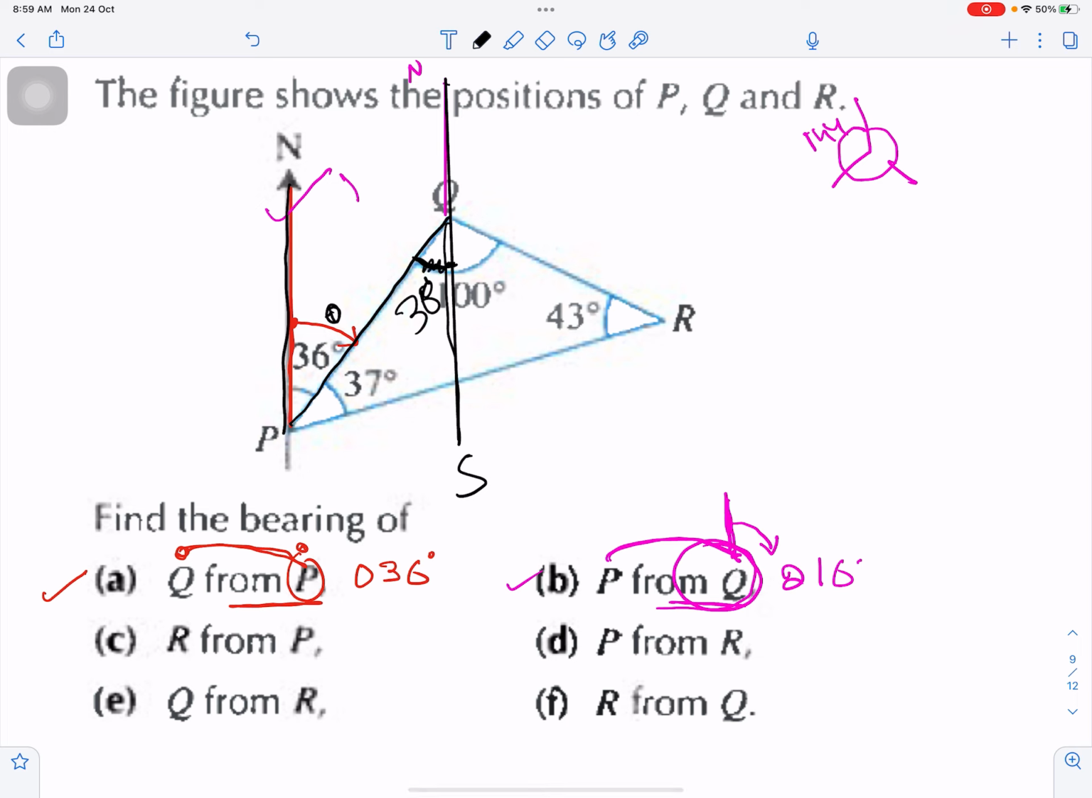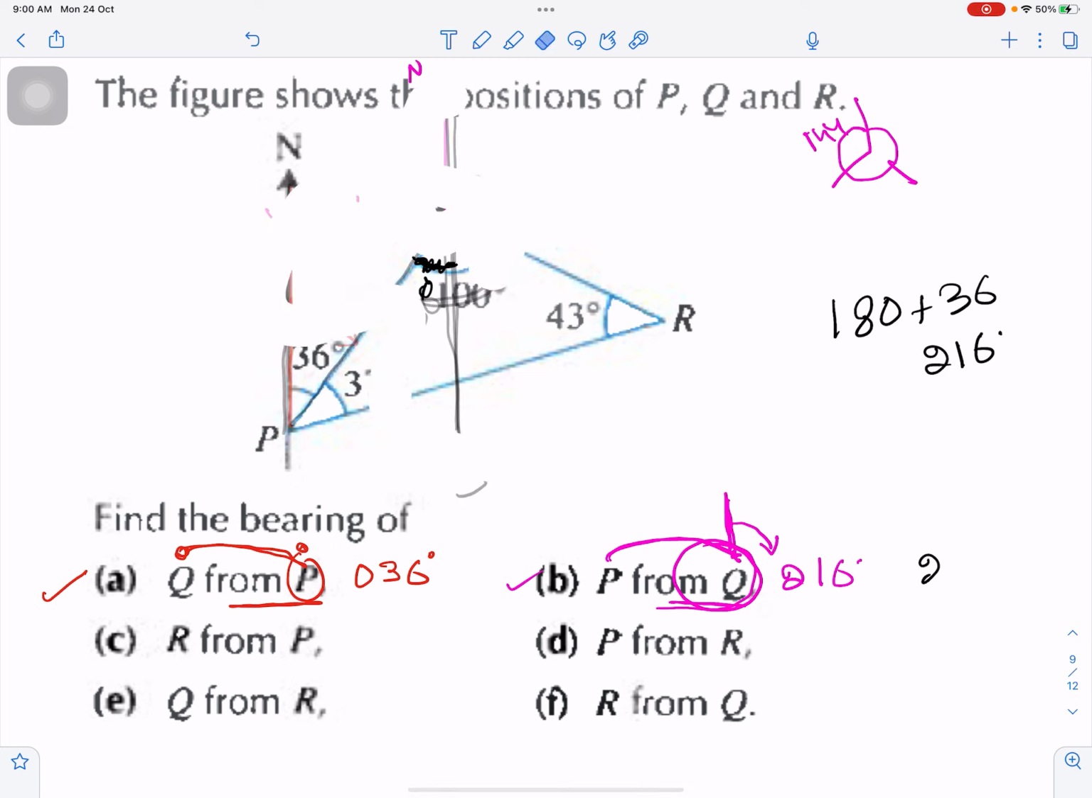If this angle is 36 degrees and you have to find all the way from here till here, and you know a straight line is 180 degrees, so what you can do is 180 plus 36. So this is also a way to find the bearing of P from Q. You will get 216. So it all depends on what comes to your mind, what you think about to calculate the angle. So let's do part C now.